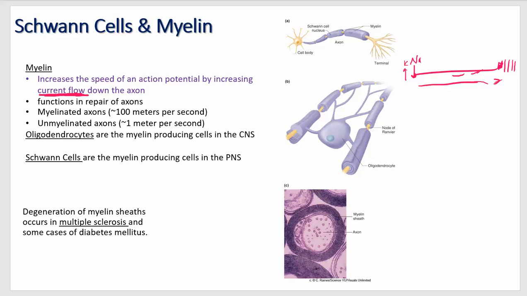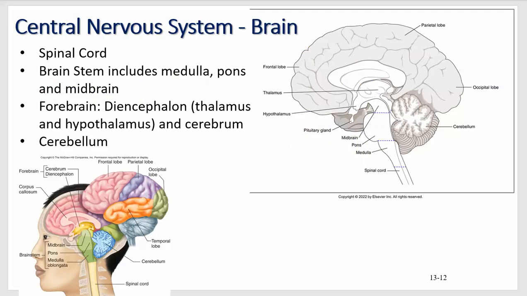Oligodendrocytes and the myelin, we already said that. Degeneration of myelin sheaths occurs in multiple sclerosis, in some cases of diabetes mellitus, and there are other demyelinating diseases that you'll hopefully learn about in patho. You can predict the effects: weakness, uncoordination, that kind of thing happens when you start to have demyelination of the neurons. Okay, so let's talk about structure.